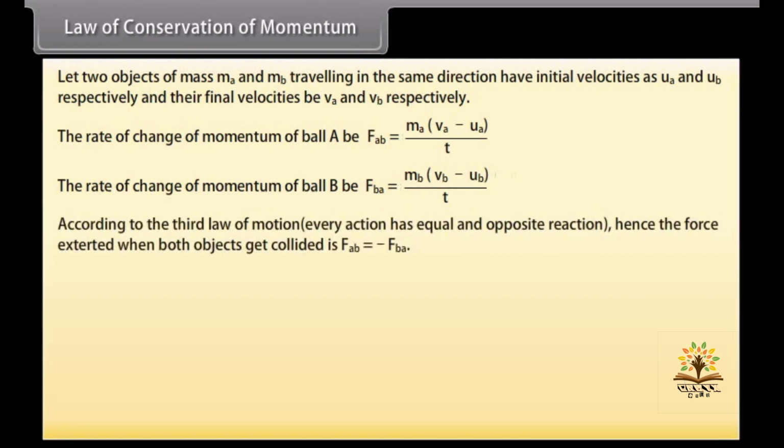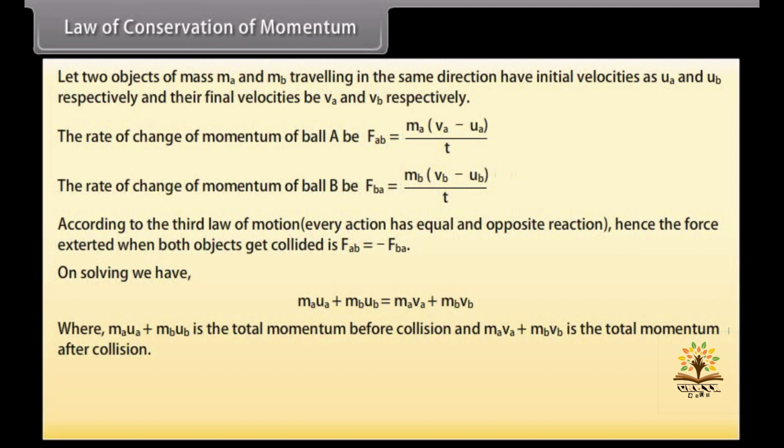According to the third law of motion, every action has equal and opposite reaction. Hence, the force exerted when both objects collide is FAB equals minus FBA. On solving, we have mAuA plus mBuB equals mAvA plus mBvB, where mAuA plus mBuB is the total momentum before collision and mAvA plus mBvB is the total momentum after collision.